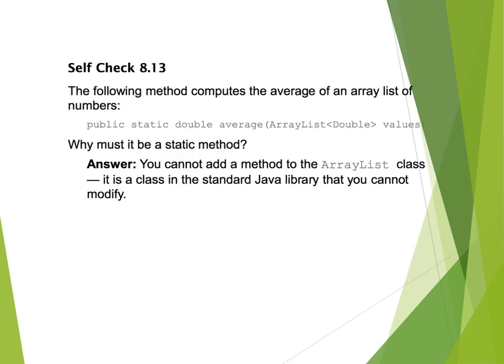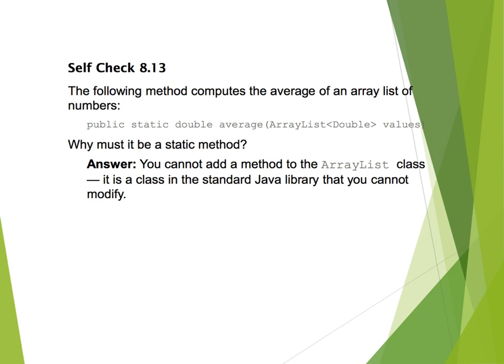Now in this slide, consider this example. You have a method called average, which calculates the average of an array list of numbers that is given to it by its explicit parameter. So the question is, why must this method be a static method? The answer is you cannot add any method to the ArrayList class, because ArrayList class is a standard Java library, so you don't own it, you cannot add to it, you cannot modify it.